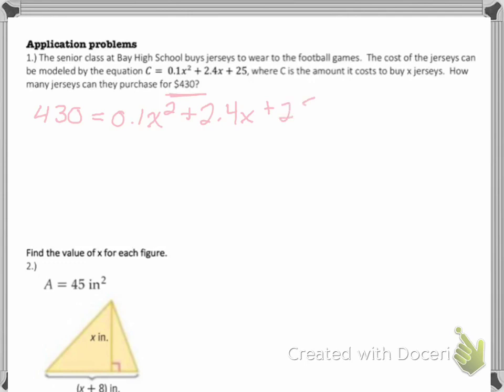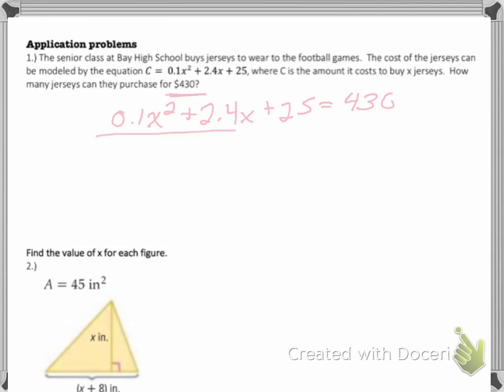So one way of solving, like we've been talking about this whole time, is we can complete the square. And actually, I'm sorry if you already wrote that down, I kind of want to erase this. I'm going to put that equals 430 on the other side, just because it's more appealing to me to have it on that side.